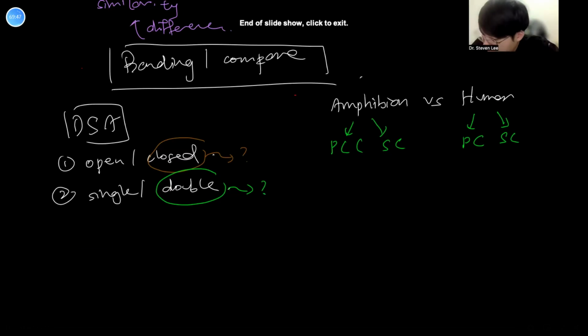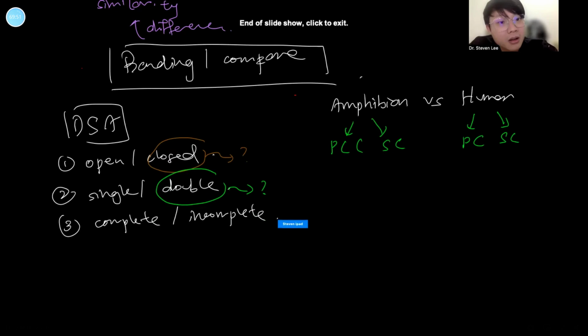Number 3, is it complete or is it incomplete? So this is the difference already, am I right? So you will say amphibian is incomplete, human is complete. Then you can tell the definition. Apa tu complete? Tak ada mixing. Apa tu incomplete? Ada mixing.